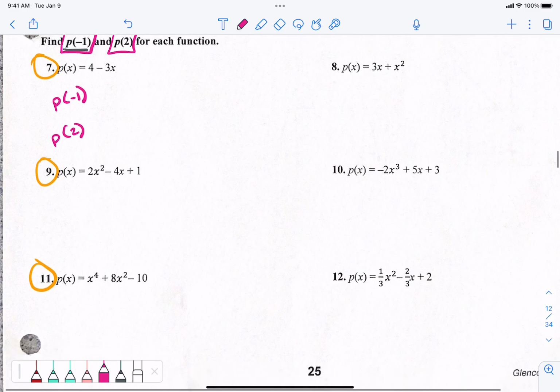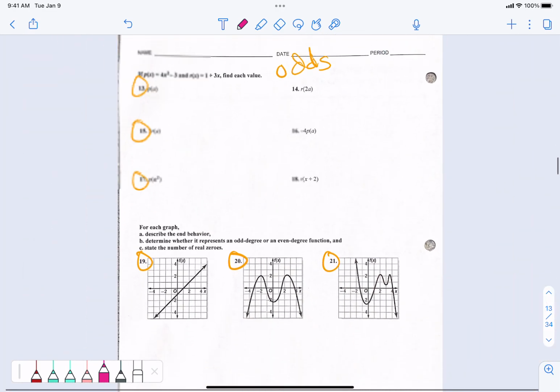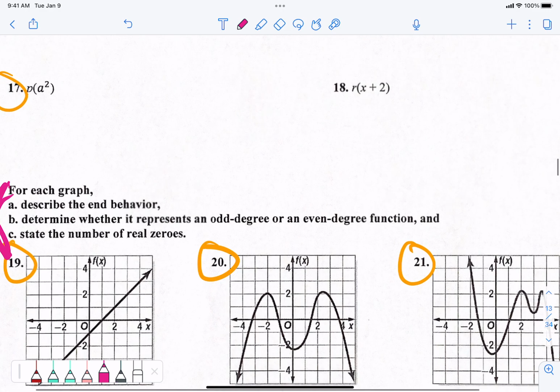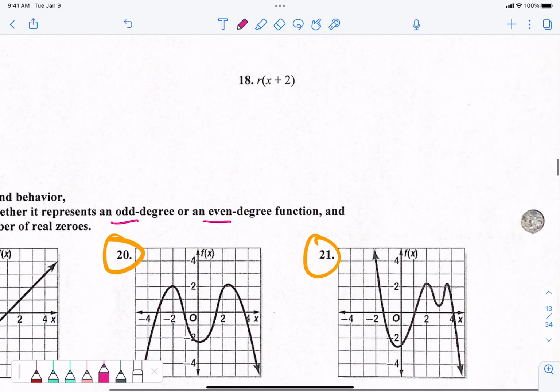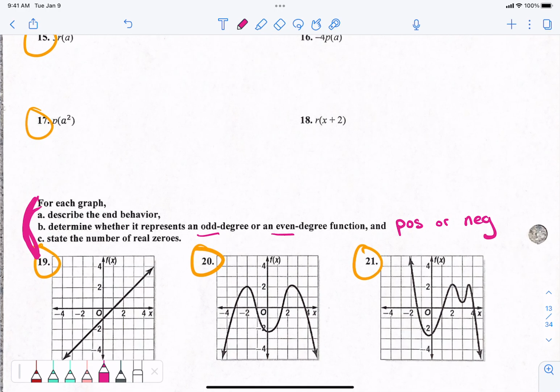On the back side, do odds as well, except do all of the 19, 20, 21. So basically odds plus 20. Got it? And 19, 20, 21 has the same A, B, C. For part B, when it says odd or even degree, also list positive or negative. Just like we did on the notes. Okay? Happy with that?